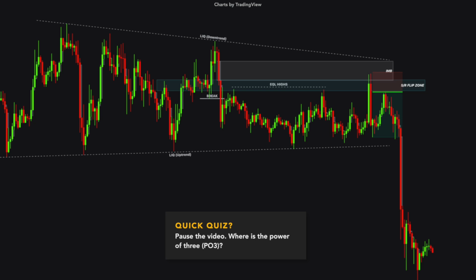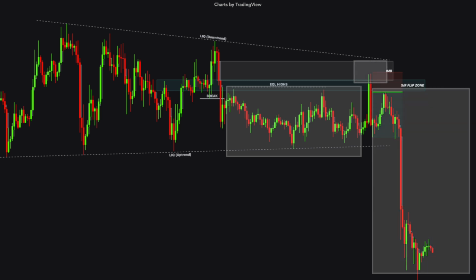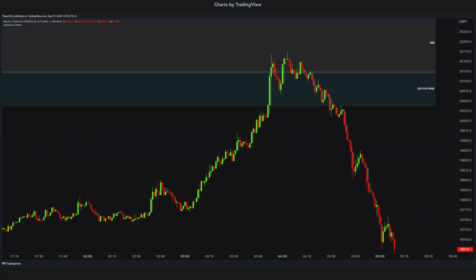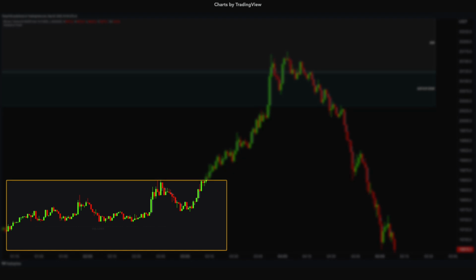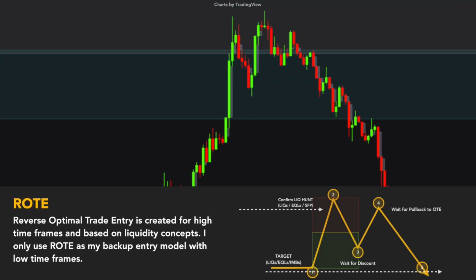Yes, it's right here. Accumulation, manipulation, and the expansion. Let's check the low time frames and possible entries. You can see the equal lows being formed here, a possible huntable target for us. I could have easily used the ROTE entry here for the most amazing sniper scalping trade.